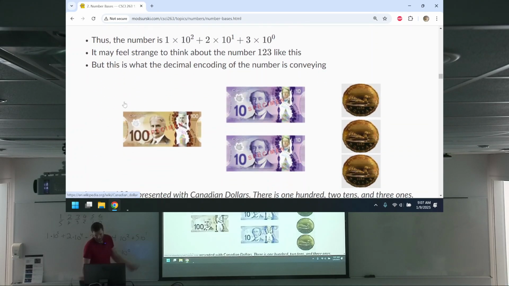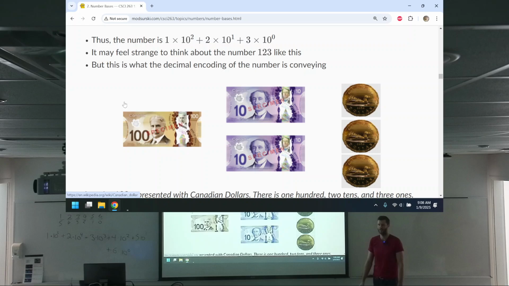Think of it like money, right? It may feel strange to think about the number 123 like this, but this is what you do all the time. This is how base 10 numbers are encoded. This is how you deal with money in denominations. Here's an example with 100s, 10s, and 1s. How much money do I have? Well, I have 1 100, 2 10s, and $3.